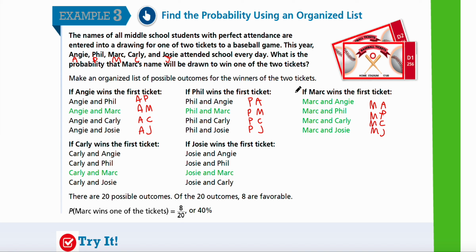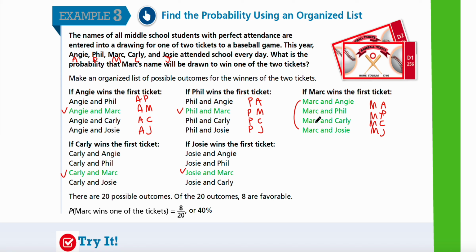Yeah, so we're drawing 2 times. And what is the probability that Mark's name will be drawn to win one of the 2 tickets? So if Mark wins the first ticket, then that's it, right? We just want his name to be drawn at least once. So that's all a favorable outcome. But if other people's names are drawn first, we still have another chance to get his name drawn, right? So then this case, this case, this case, and this case, and all that case.